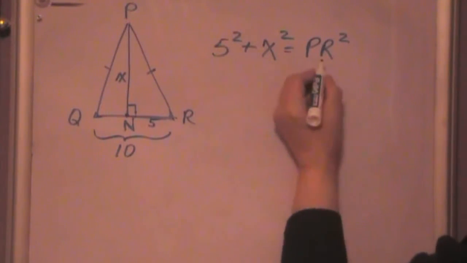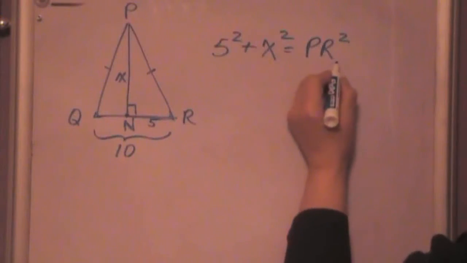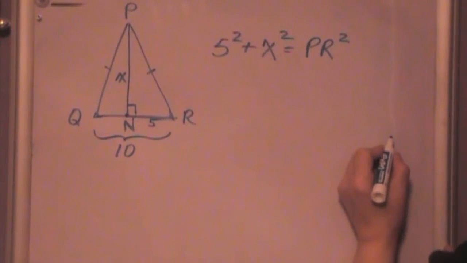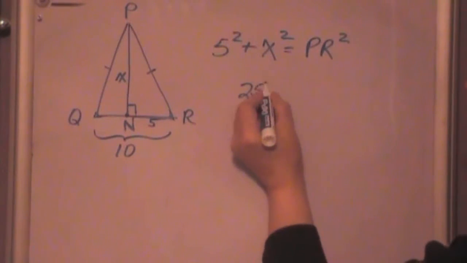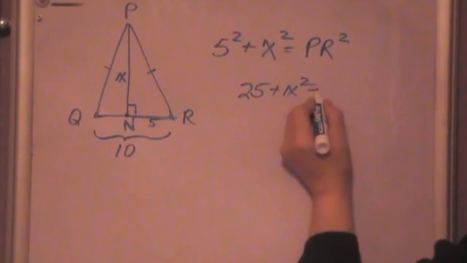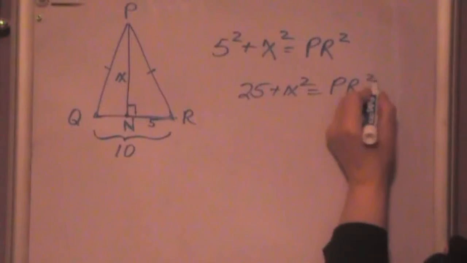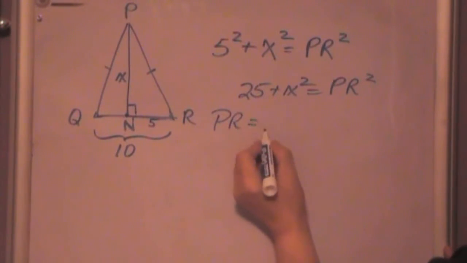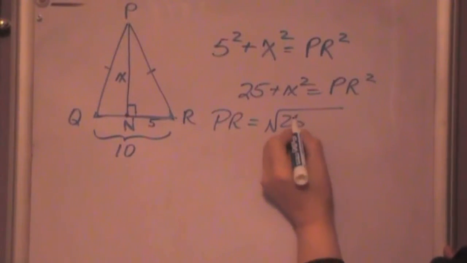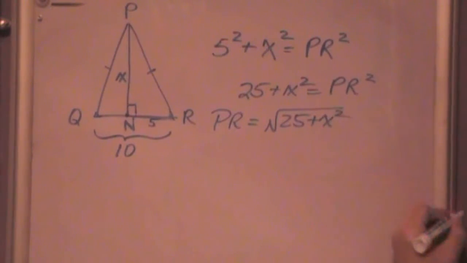Now, if I want to find out what PR is, I have to take the square root of both sides. Well, this is 25. If I take the square root of both sides, I get PR is equal to the square root of 25 plus x squared. And that's part A.